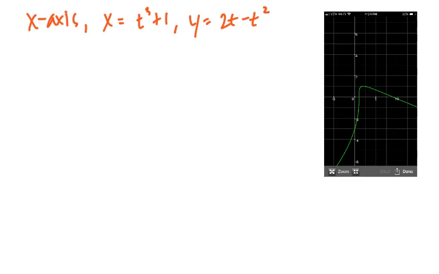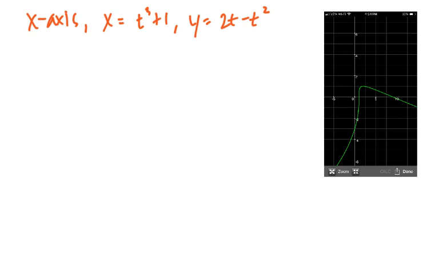The next problem says find the area enclosed by the x-axis and the curve x equals t to the third plus 1 and y equals 2t minus t squared. So the first thing you need to do is graph that and look at what it looks like. So here I've added the graph, and notice we're going to stop at the x-axis.